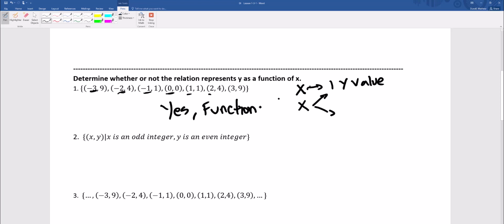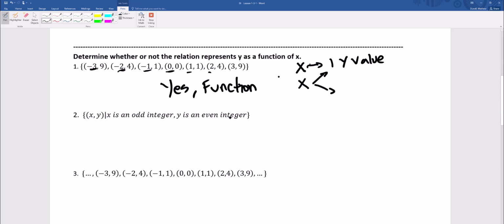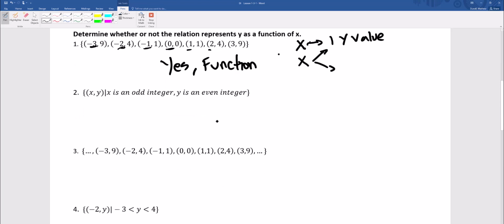Now it says the relation x, y, where x is an odd integer and y is an even integer. So this is abstract, and we need to think: is there a possibility for an odd integer x to be mapped to two different even integers y? That's essentially what it's asking.